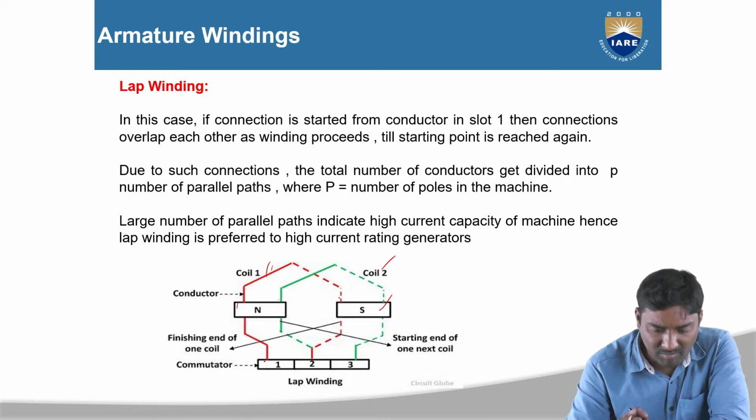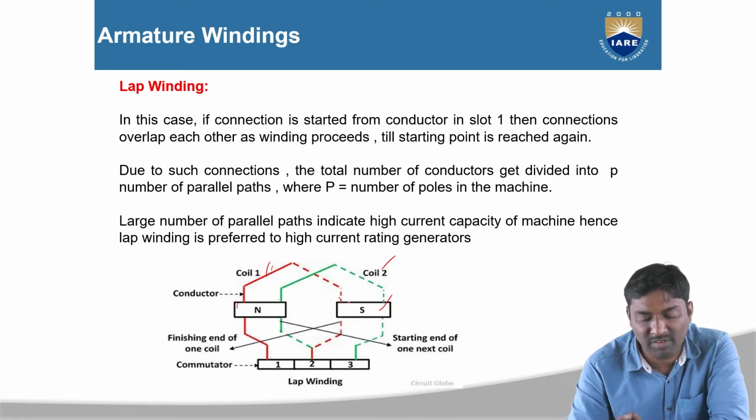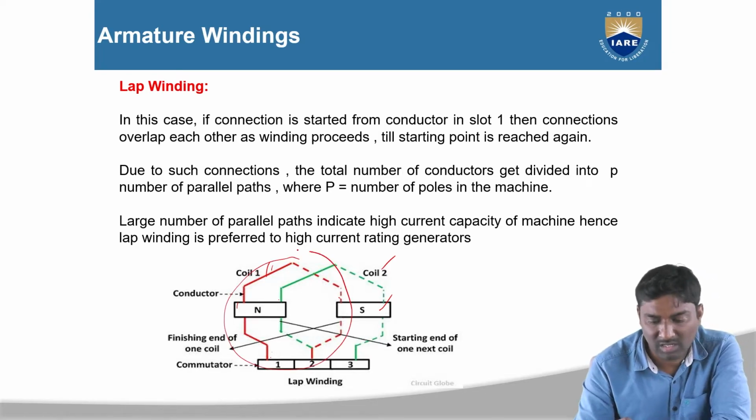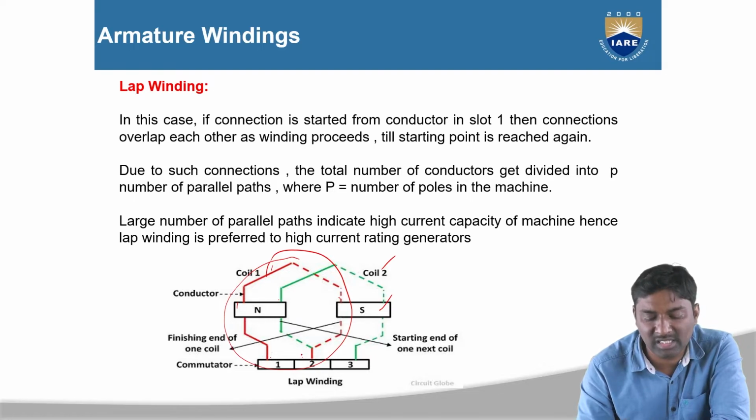Now you can observe here, according to the connection of the lap winding, the connection starts from one conductor in slot 1. This is slot 1, slot 2, and slot 3. There are 3 slots here. Starting from slot 1, the winding overlaps each other as it proceeds, till the starting point is reached again. That is called lap winding.